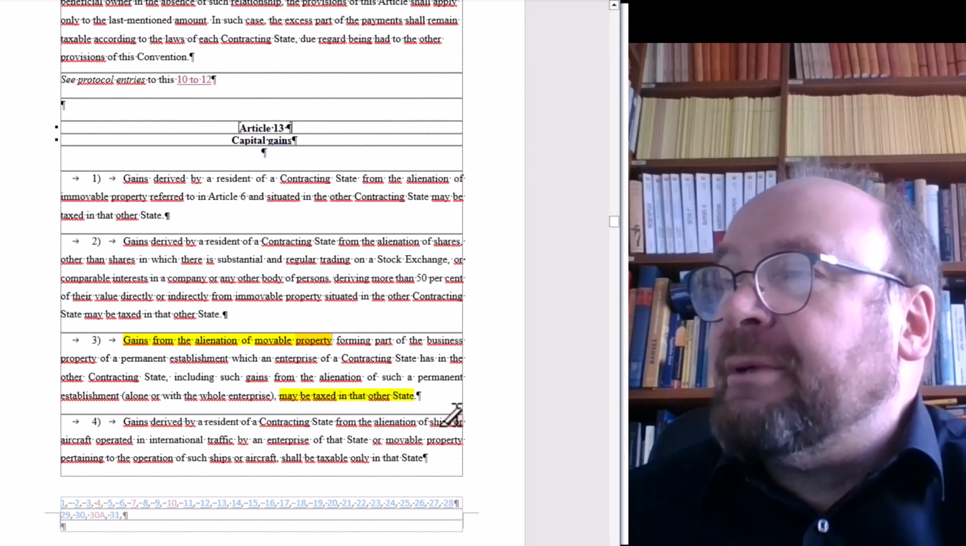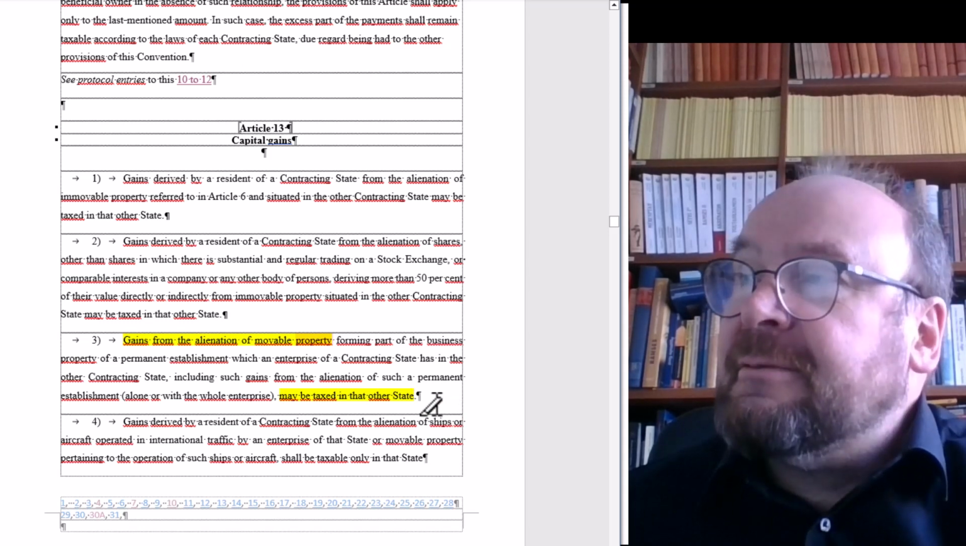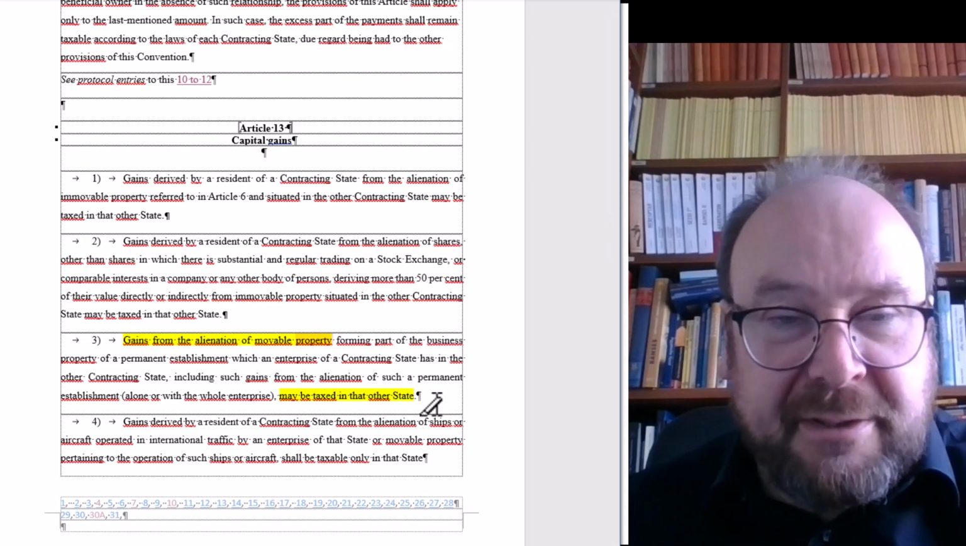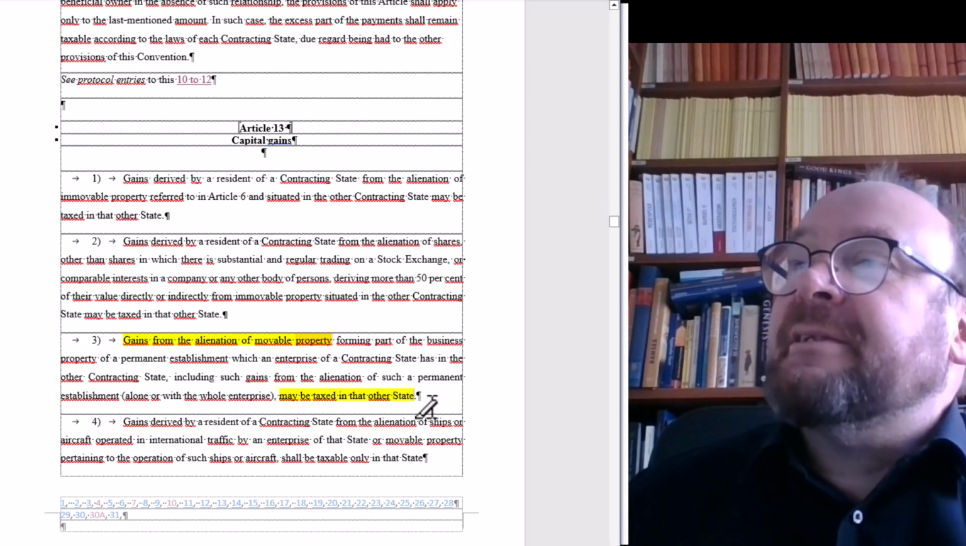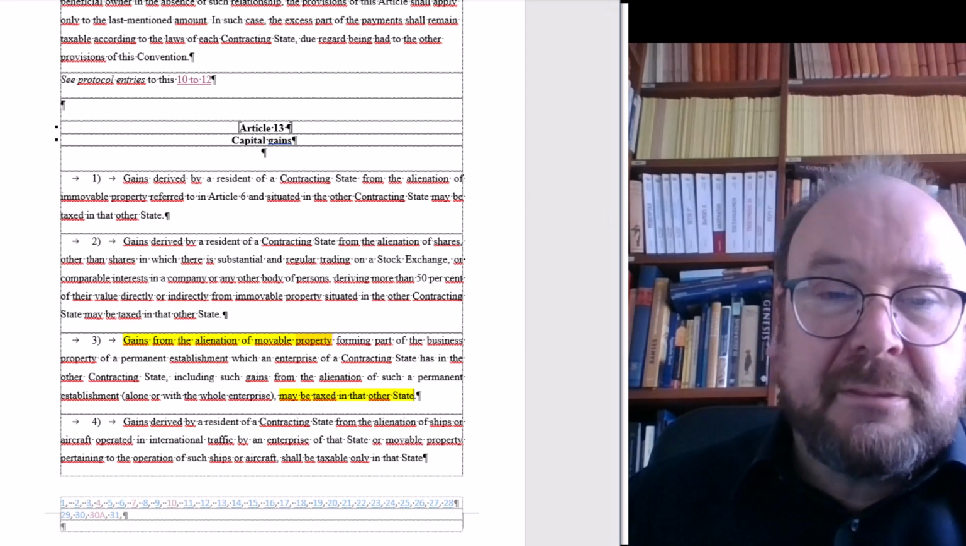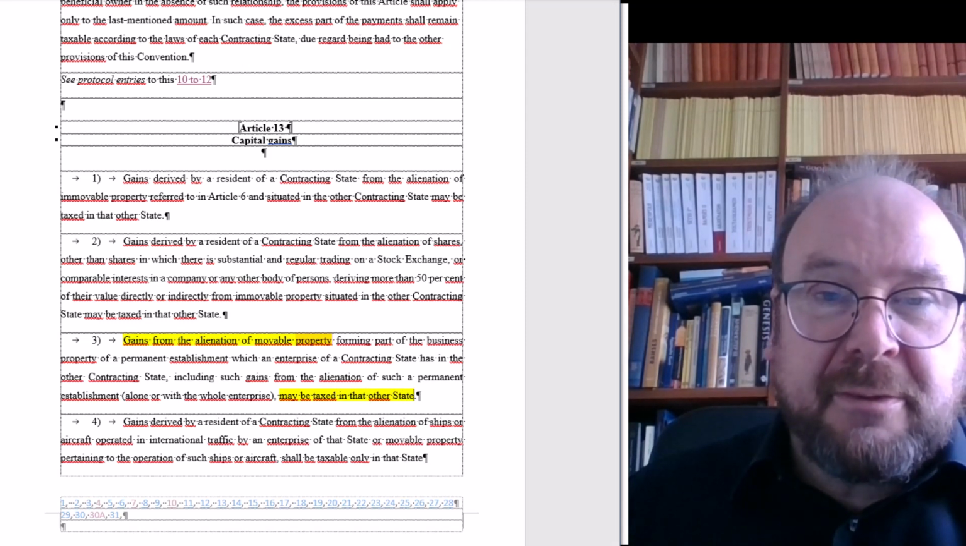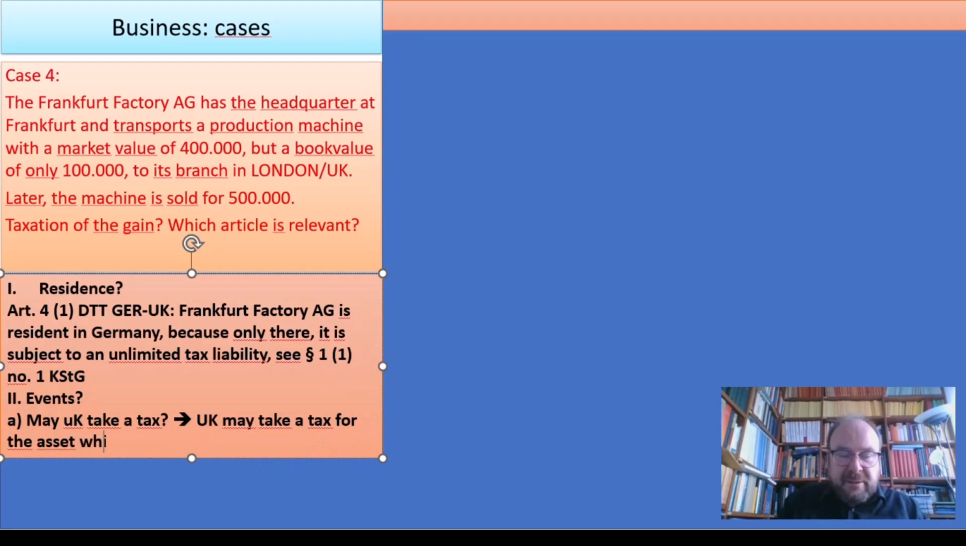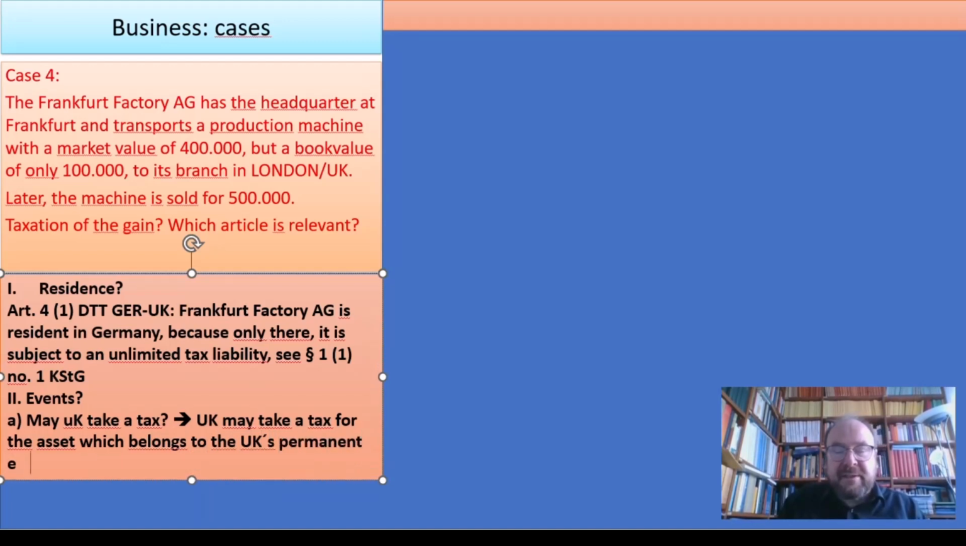So here's a plain answer. The gains from selling that machine when it belongs to the branch in London can be taxed in London. So that's an interesting consequence. Let's make a note and let's talk about what that means. May the UK take a tax? And the answer was: the UK may take a tax for the asset which belongs to the UK's permanent establishment and is movable property.